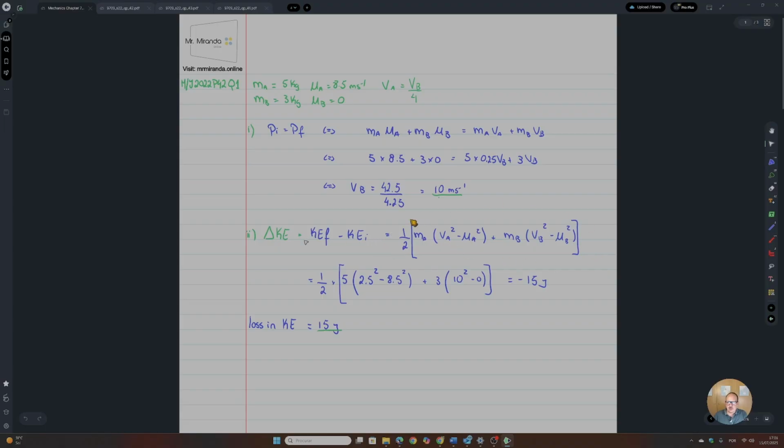Factorizing the whole thing, this is what you'll get. Now just substitute the correct values. Don't forget that V stands for final velocity and U stands for the initial velocity. This one, as you know, is 0. Substitute and you get the total change in kinetic energy. You've already been told that it is a loss, so you just need the magnitude. It's 15 joules. Simple enough.